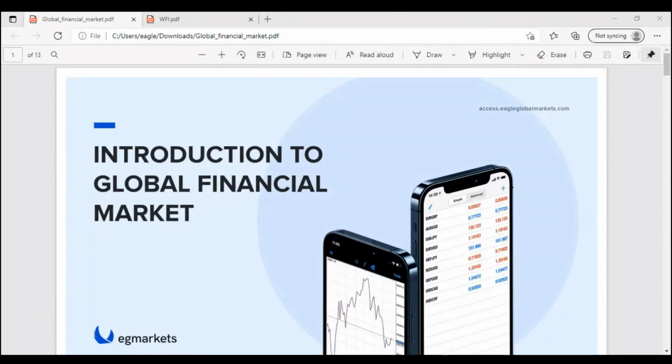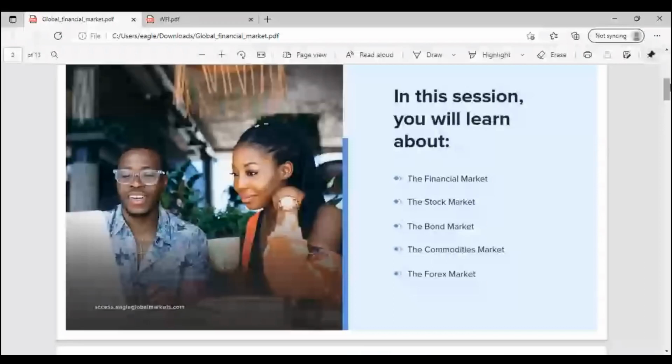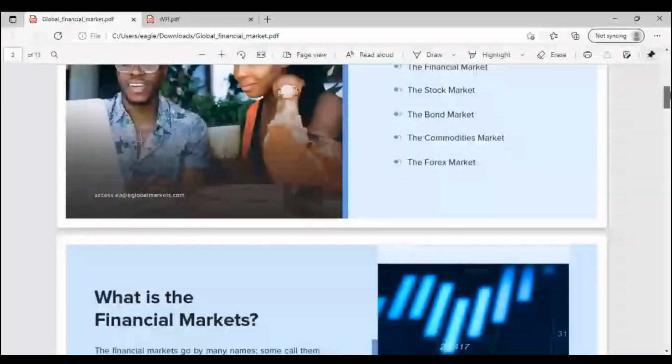So, today's class: introduction to the global financial markets. In this session, you will learn about the financial markets, the stock markets, the bond markets, the commodities markets, and the forex market.